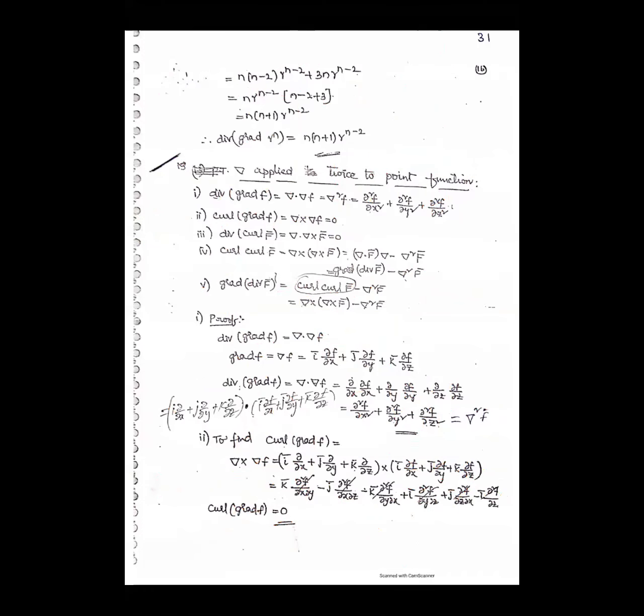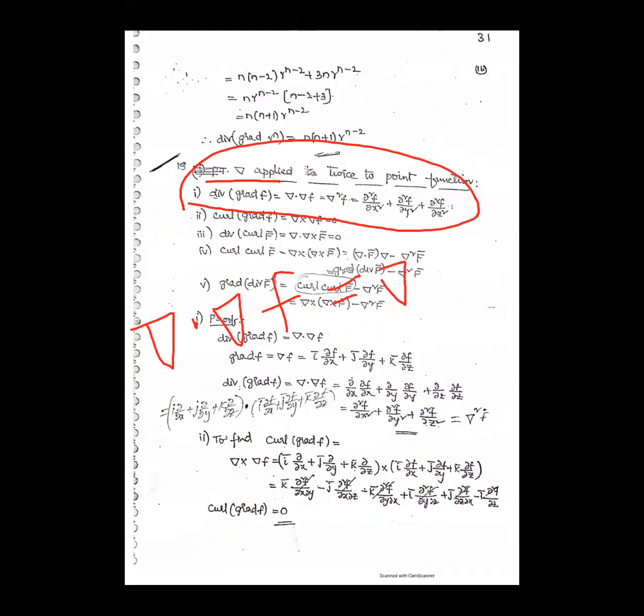So here the first condition, div of grad f means del dot del f. So del into del, del square f. We show this value and simplify the total equation. We get the RHS value as dou square f by dou x square plus dou square f by dou y square plus dou square f by dou z square. Here small f is any scalar.